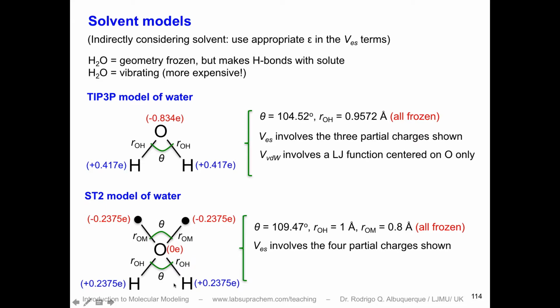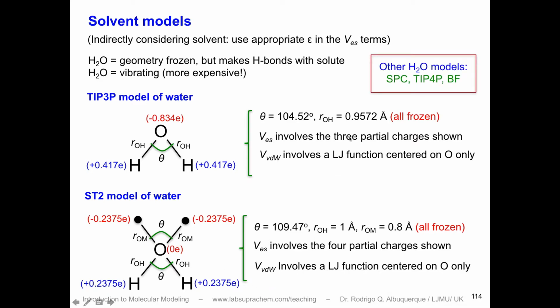And the total charge again is 0 because the water molecule is neutral. The electrostatic interactions would involve then these 2 atoms and these 2 charges. But the van der Waals interaction would be described only by considering the oxygen. So we use a Lennard-Jones function centered on the oxygen only. So we also save a little bit of computational time, not only by freezing the geometry, but also by not considering van der Waals of the hydrogens and of the point charges.